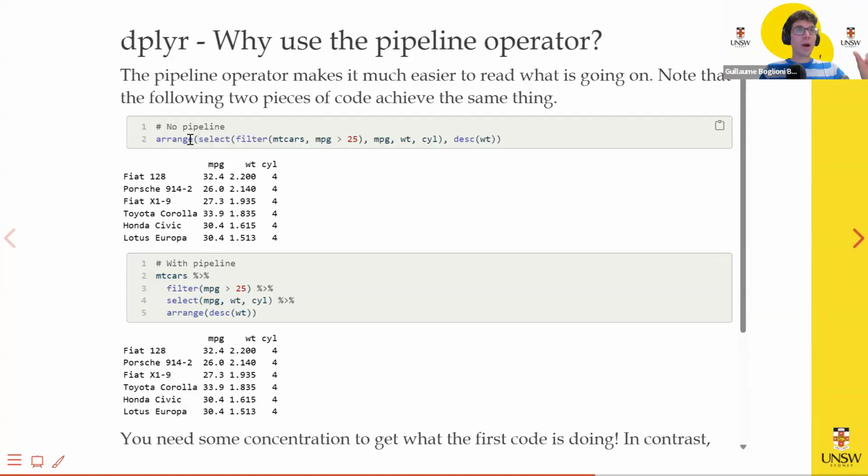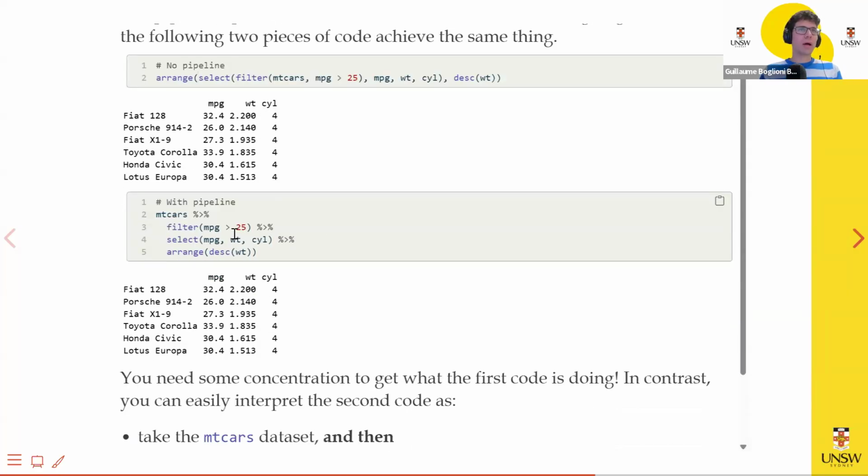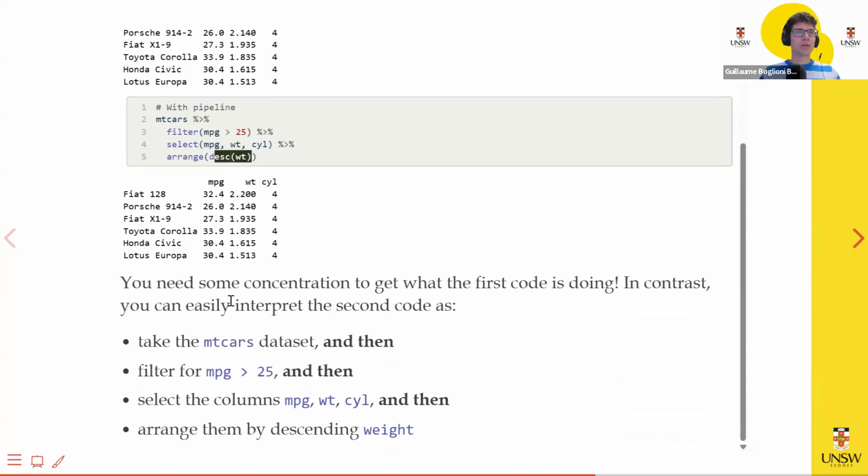And then the last one, arrange. So I'm going to arrange everything by order of descending weight. Okay, you can understand it, but it's maybe a little bit cumbersome. Compare this to the pipeline, then I think it's neater. I just do one thing after the other, and it's very clear what I'm doing. Grab my mtcars and then filter for MPG and then select what I like and then arrange based on whatever criteria. You see, I think it's fair to say it's easier, which is what is written there.